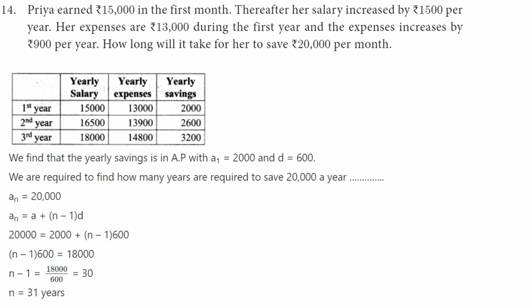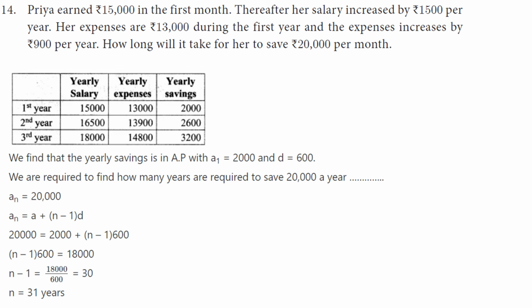So, we put the table first: yearly salary, yearly expenses. Salary minus expenses equal to savings. First year salary 15,000, expenses 13,000, minus, we get 2,000 savings. Second year 1,500 salary increases, so we get 16,500. Expenses plus 900, so 13,900. 16,500 minus 13,900 is 2,600. So next, third year plus 1,500 means 18,000, expenses plus 900 means 14,800. Salary minus expenses 3,200 is the savings.